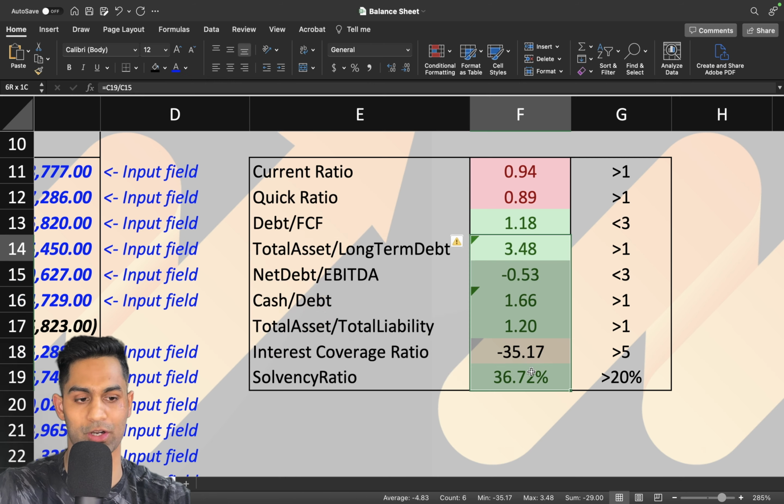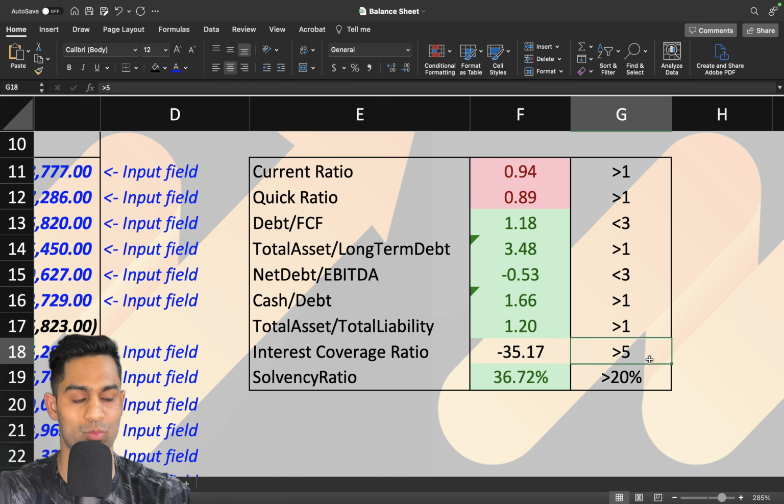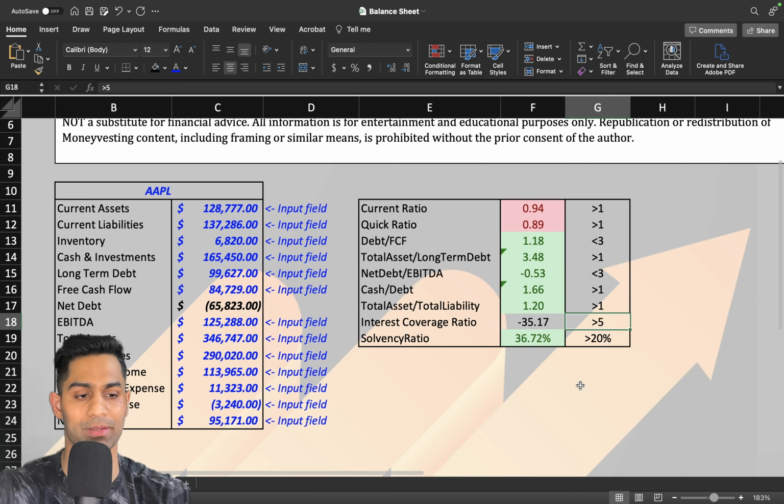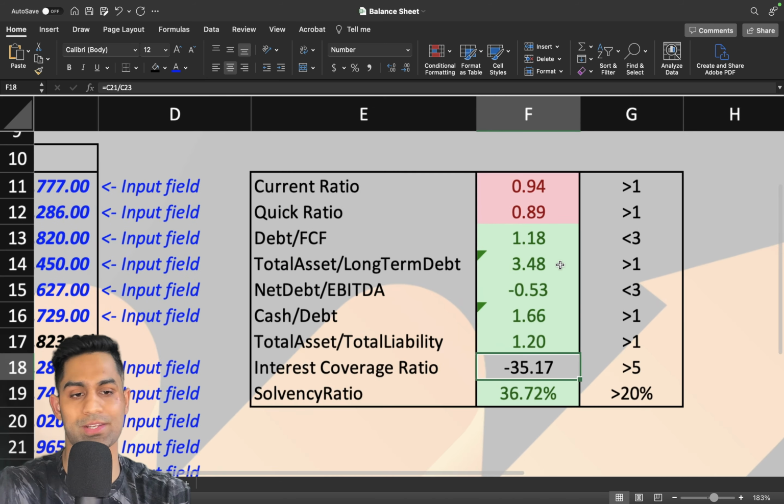You can see that most of them are green. Even this one is or should be green. I haven't coded that yet. But what we're looking for is this number to be a little bit over 5. But the reason why this is negative is because the company Apple is generating interest as an income as opposed to an expense, right? So they are actually making money through interest as opposed to paying it to creditors. That's a good thing.